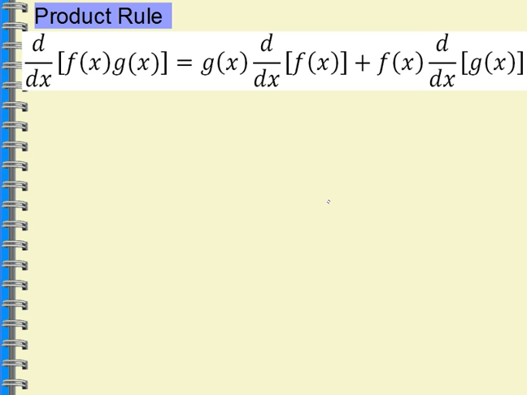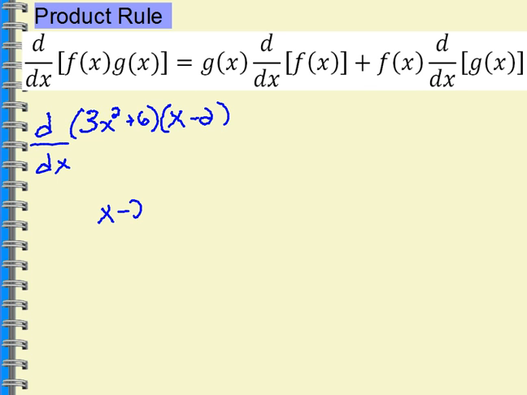So let's take a look at an example here. Let's say we have the function 3x squared plus 6, and that quantity is being multiplied by the quantity x minus 2. And we want to take the derivative of this with respect to x. What this rule tells us is we can simply take the second function, x minus 2 in this case, and multiply it by the derivative of the first function. If we look at this, we can take the derivative of each piece individually: the derivative of 3x squared is 6x, and the derivative of 6 is simply 0, so it's just 6x.